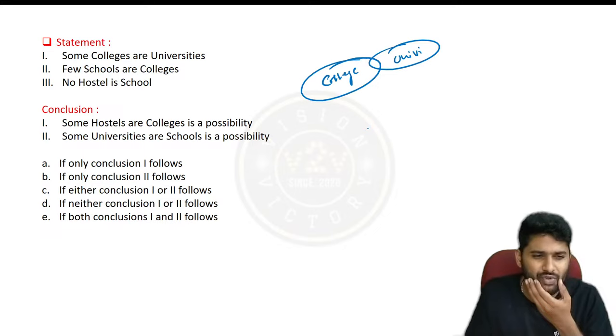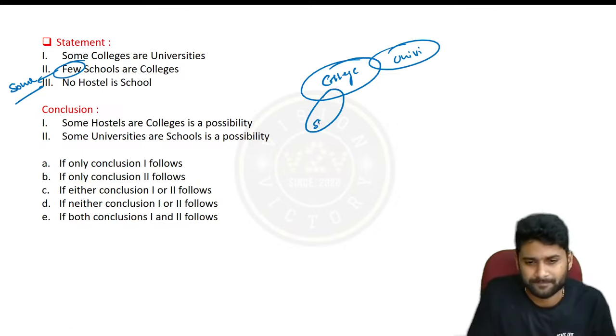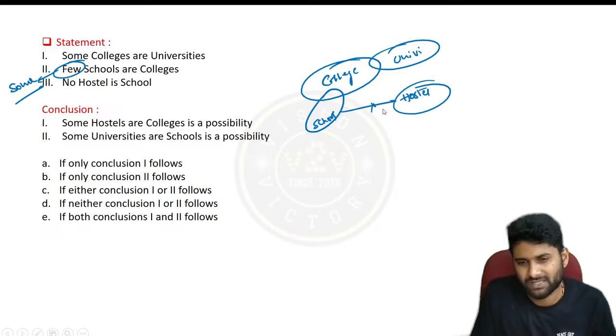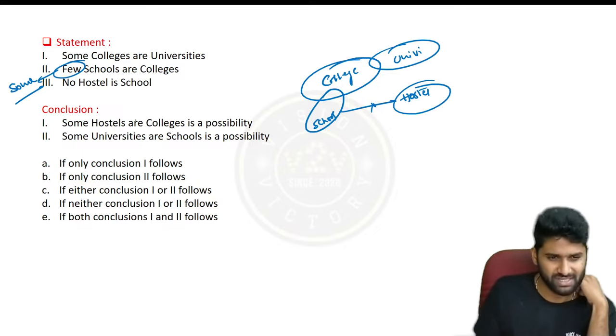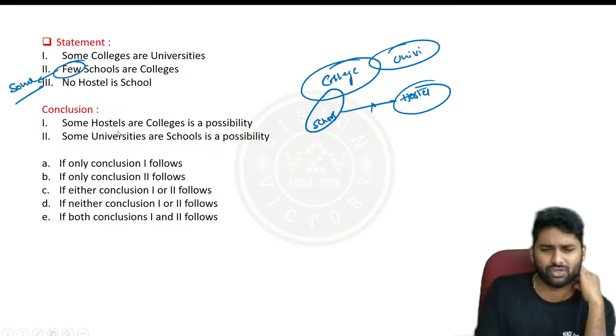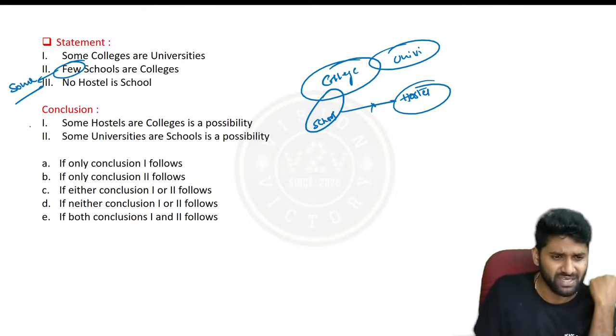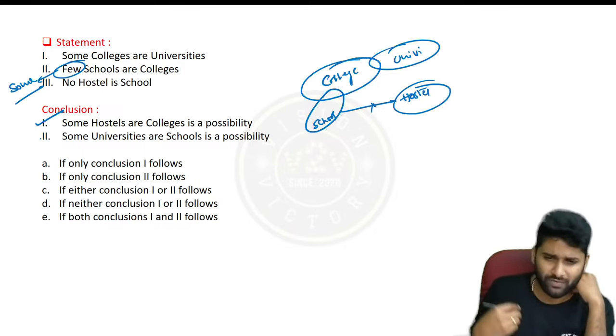Some colleges are universities. Guys, again, "some" means it's a general sum. Some schools are colleges. No hostel is school. Let's check with all these conclusions. Some hostels are colleges, a possibility. Yes, it's possible. Guys, we can assume all hostel into the college. We can assume all hostel into the university. If you assume in this way, I am not violating any of the statements. That's why some hostels are colleges is always possible.